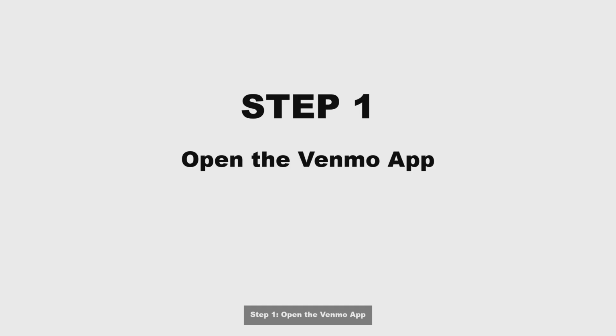Checking your transaction history on Venmo is a straightforward process. Follow these steps to easily access your past transactions. Step 1. Open the Venmo app. Launch the Venmo application on your mobile device. Ensure you are logged into your account to access your transaction history.